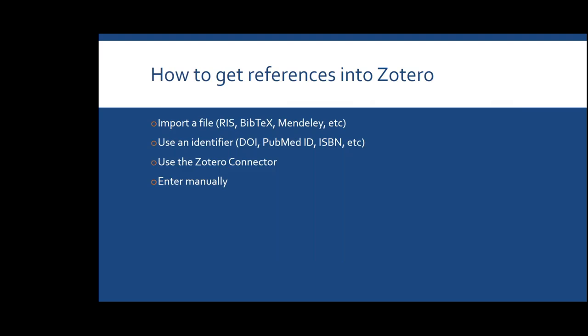So there are 4 main methods that you can use to get your references into Zotero, and we're going to be talking about each one. First off, you can import a file that you've downloaded from one of the databases or from a different reference management software. You can use an identifier like a DOI or an ISBN, and we'll be talking a little bit more about what that means. You can use the Zotero connector that Angela was just discussing, or you can enter it manually.